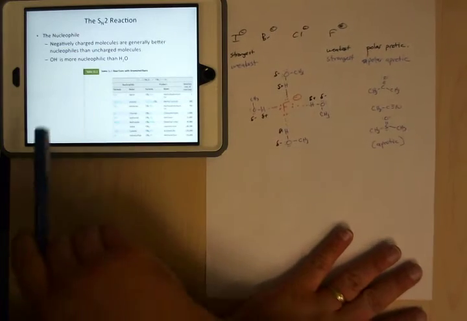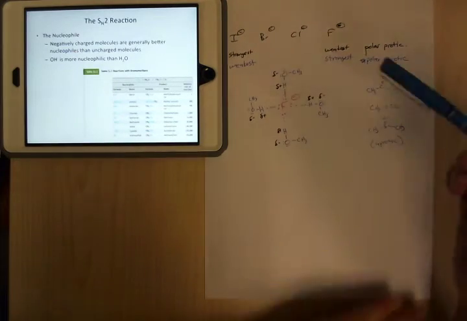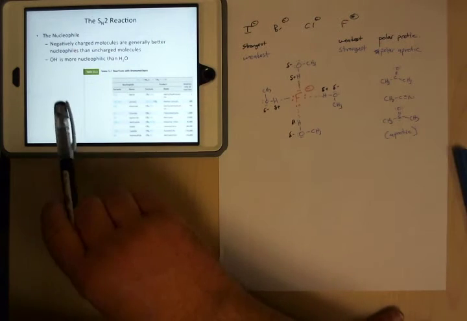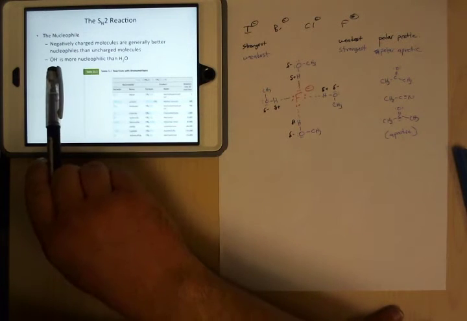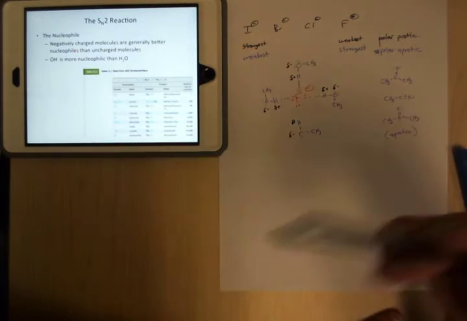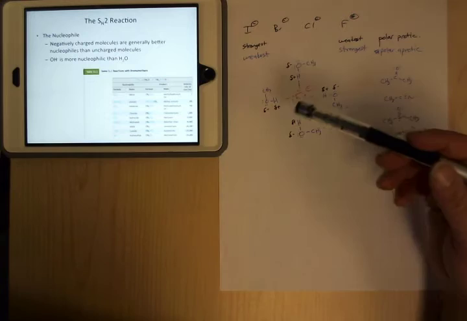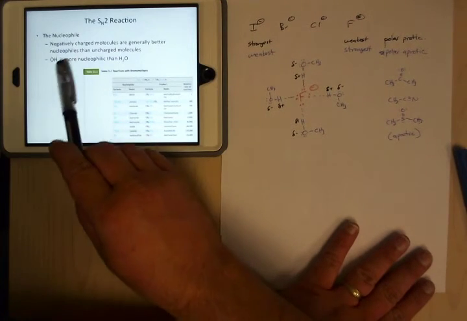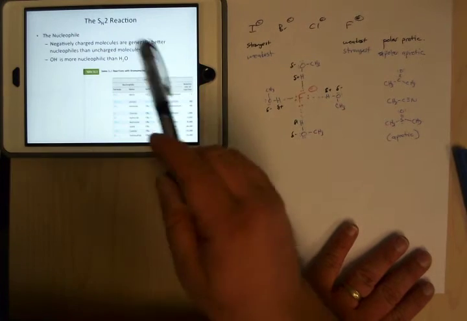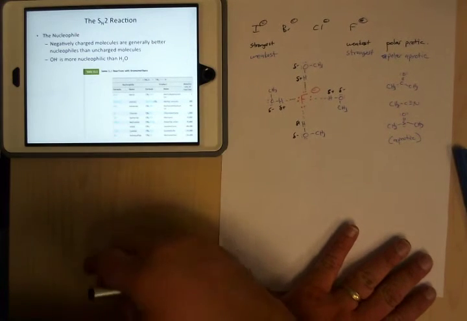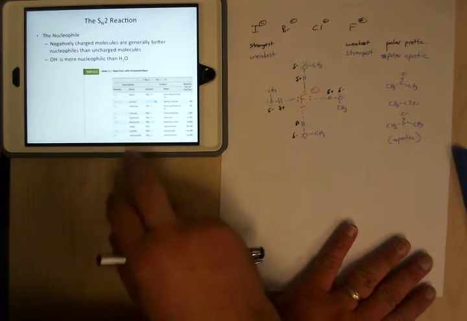Again, one of the things that happens with nucleophiles is that things that are negatively charged are going to be better nucleophiles than uncharged things. So hydroxide is going to be a lot better than just water. Even though they both have lone pairs they can donate, and they can do the attack, the fact that hydroxide has a full charge makes it a much better nucleophile. It also has a much higher pKa value, so that's sort of to be expected.